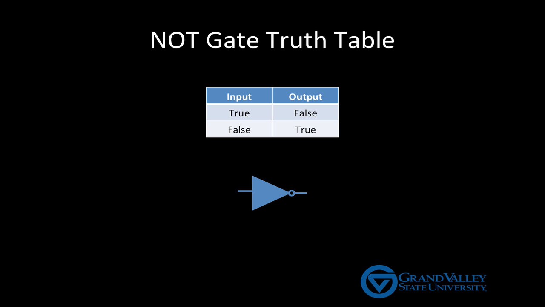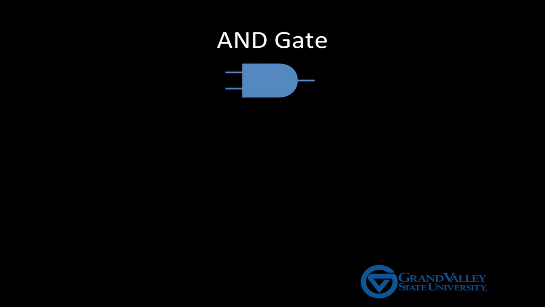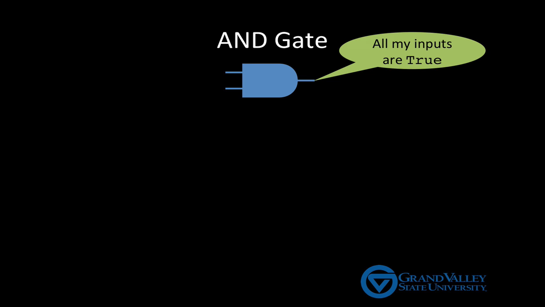The next thing we need is a physical device corresponding to the concept of AND. We call this an AND gate. What else would we call it? Anyway, AND gates behave just as the name suggests. The output wire makes the claim that all of the input wires are true. Input 1 is true, and input 2 is true, and input 3 is true, and so on.